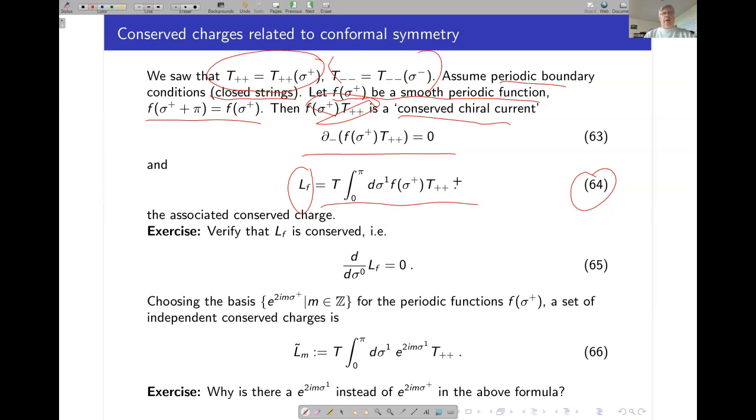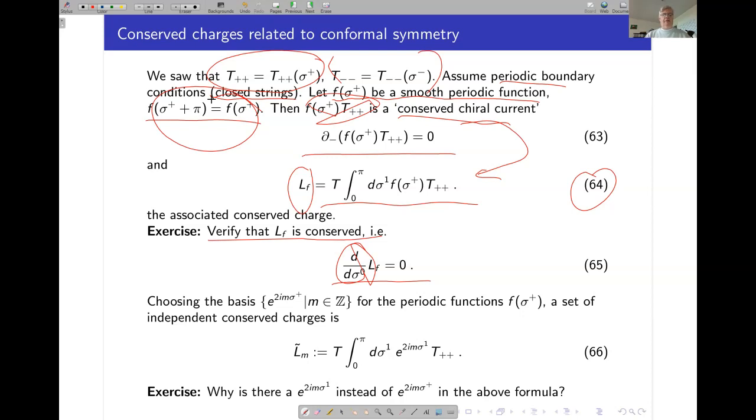Good. Since we have not discussed the Noether theorem in general, we should check that this is really conserved, which I leave for you to do in detail. Conservation means independence of worldsheet time sigma 0. What you then have to do is take the sigma 0 derivative, pull it under the integral, use your conservation equation, and you will also need to use the boundary conditions. Then you should see that this vanishes, and therefore L_f is independent of worldsheet time.